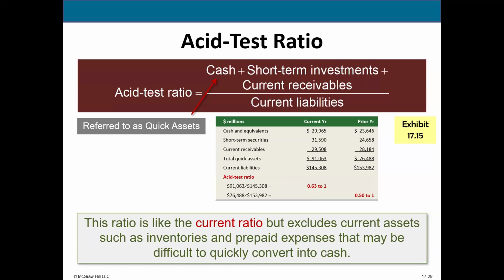We purposely do not include inventory in this ratio. And the reason why we do not include inventory is because it's a little bit more challenging to liquidate our inventory, right? That's why we don't include it in this ratio.